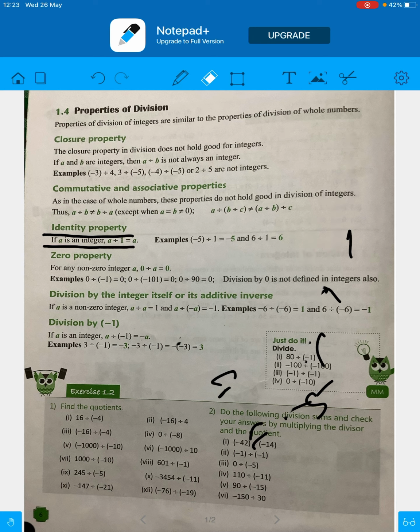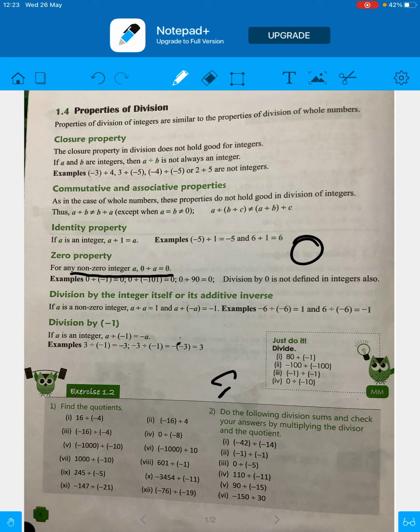If you divide any integer by 1, then what will you get? You will get the same integer only. It will not change. What is the zero property? For any non-zero integer a, 0 divided by a is equal to 0. 0 divided by any number a, which is an integer, the answer is 0.